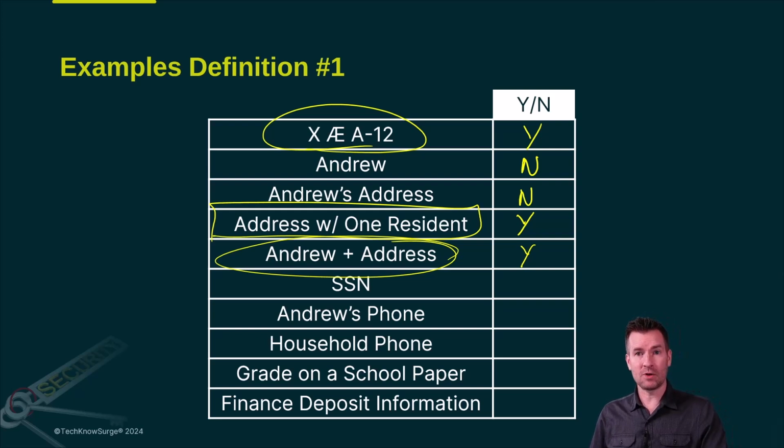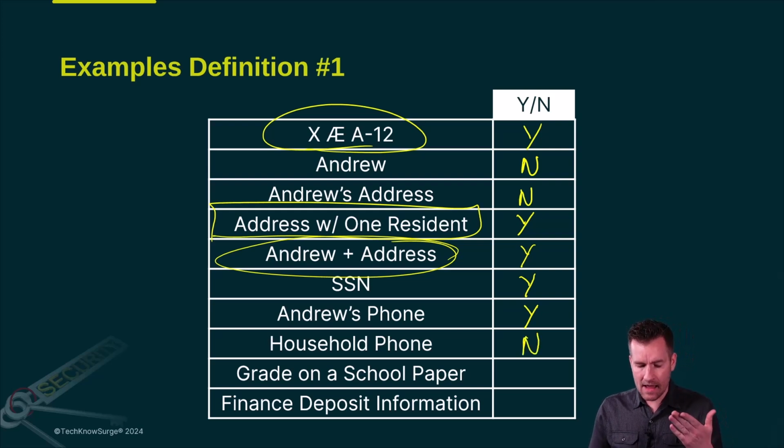A social security number is what Americans use to identify people. That is always personally identifiable information. That will never change. My phone is just my phone. It's something that no one else really uses. It identifies me. So my phone number is personally identifiable information. If I have a household phone that is downstairs and there's a phone number, that phone number is not personally identifiable information because there are multiple people living in this household. So that would be no.